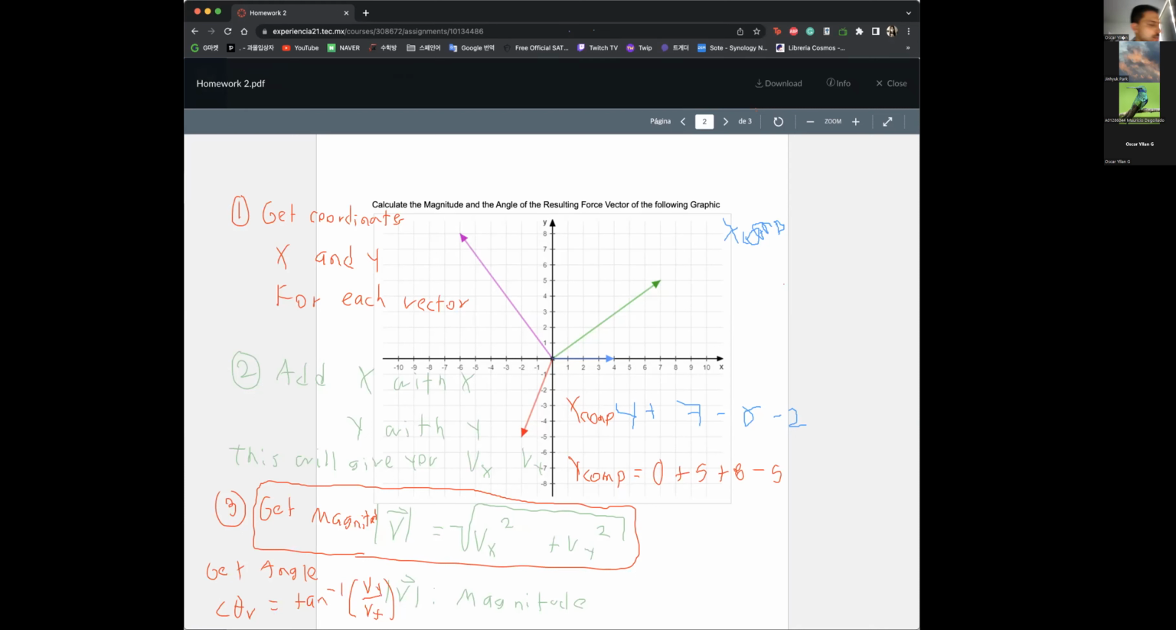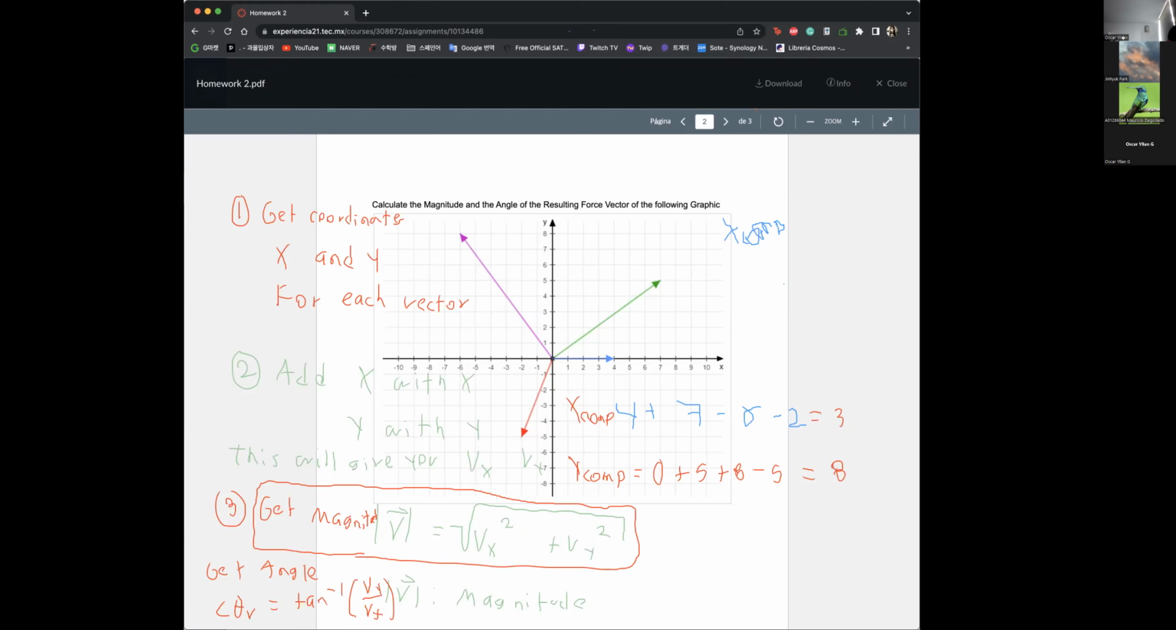Okay, so let me do it. The x component in this case will be something like 4 plus 7 minus 6 minus 2. It's going to be minus 3 minus 1, 3, right? Yes. And this is going to be 8. So you will put it in the formula in the following way.